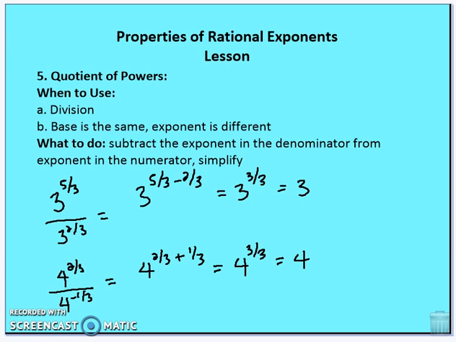So 3 to the 5/3 divided by 3 to the 2/3 is the same as 3 to the 5/3 minus 2/3, or 3 to the 3/3, which is equal to 3. 4 to the 2/3 divided by 4 to the negative 1/3 is the same as 4 to the 2/3 minus a minus 1/3, or 4 to the 2/3 plus 1/3, 4 to the 3/3, or 4.